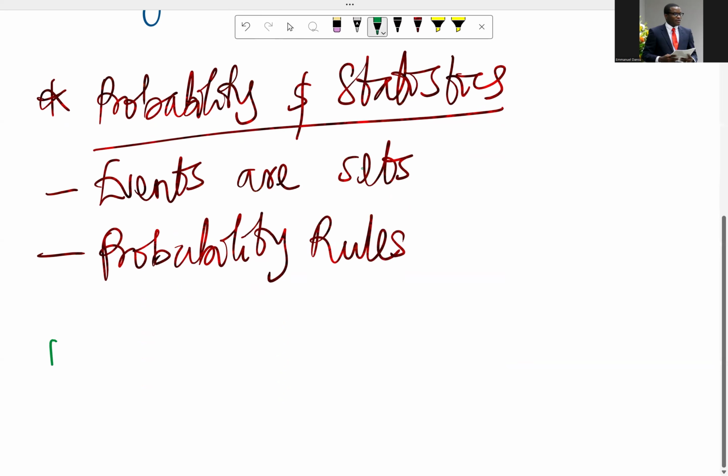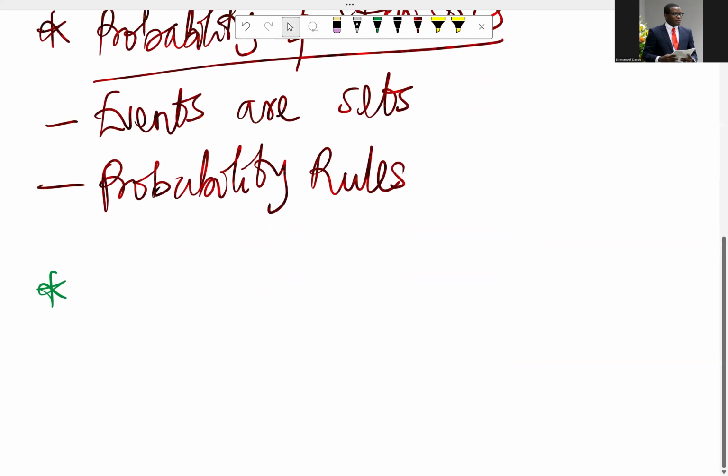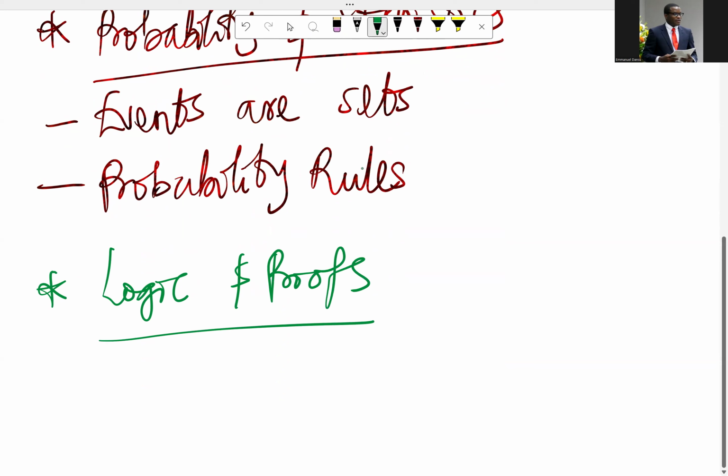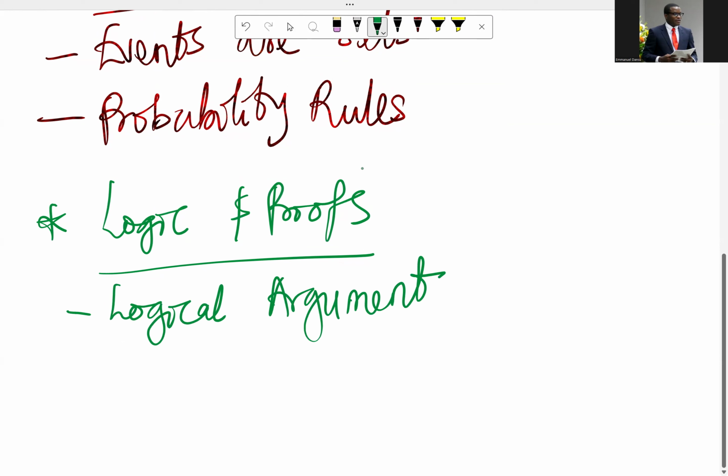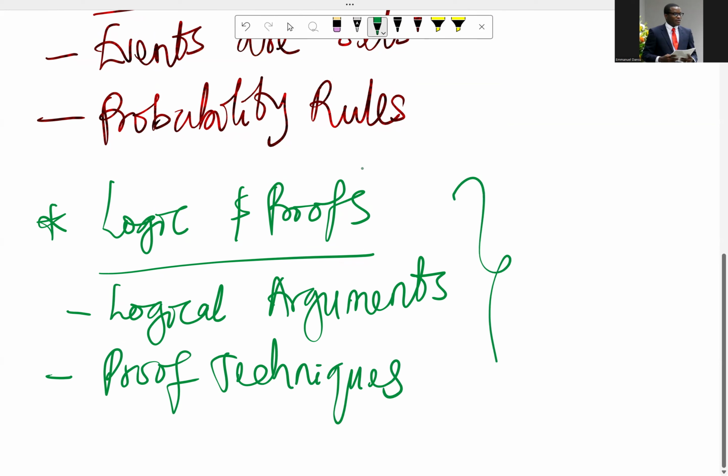The aspect I'll be focusing on in this video is this last one, that is, application of set theory in logic and proofs. Sometimes you have to prove certain things, especially in pure mathematics, so set theory plays a very key role. One of that is you use set theory in making logical arguments, and you can use it in your proof techniques. So in this video, I'll be focusing a lot on this last application.